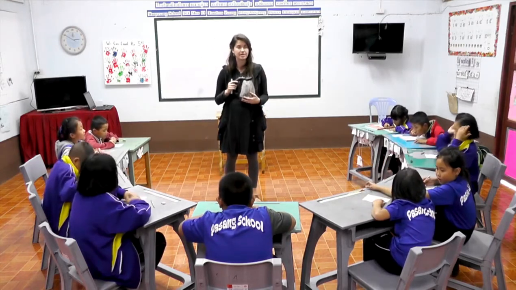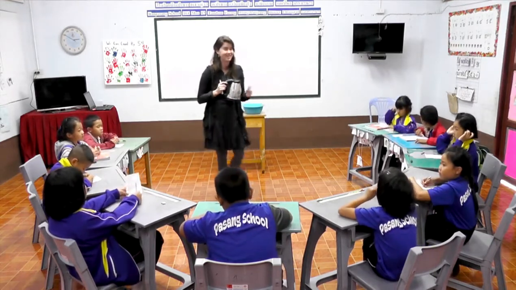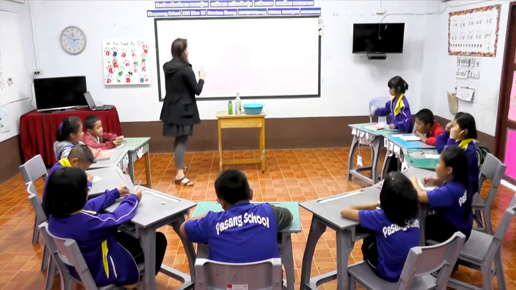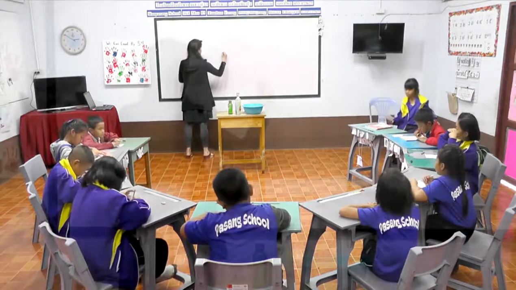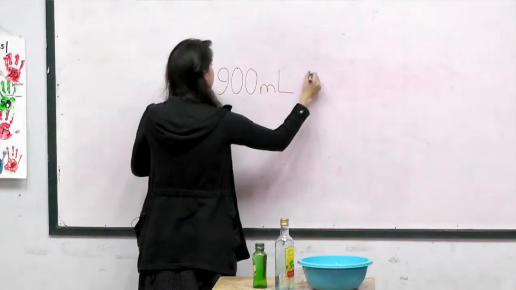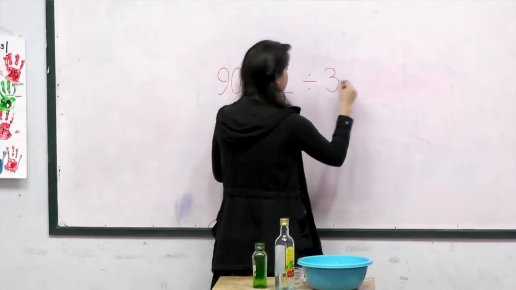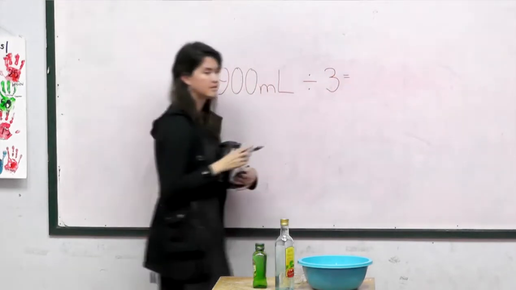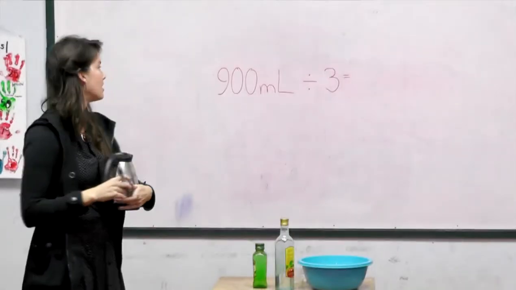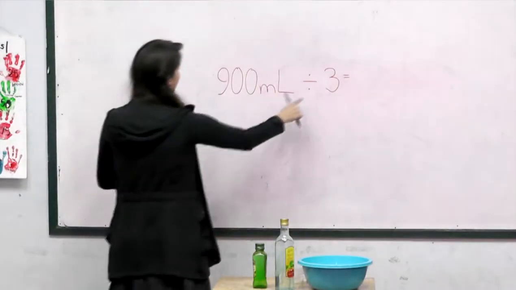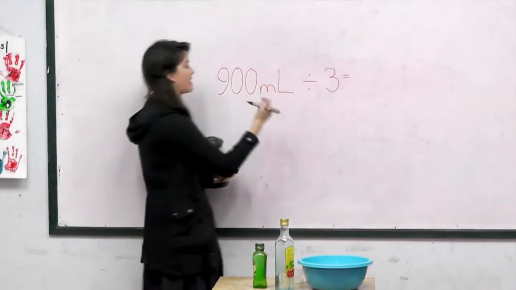What's our biggest number? 900 or 3? 900. So 900 milliliters divided by how many friends? 3. Divided by, friends, divided by. A lot of our friends are doing multiplication. We need to switch it. Divided by.